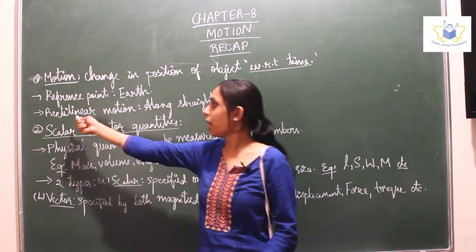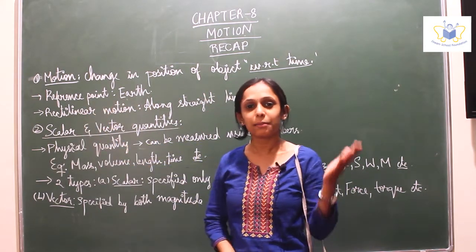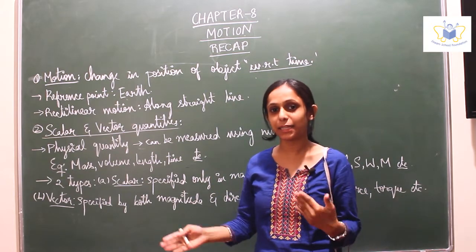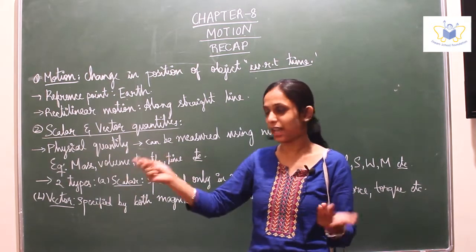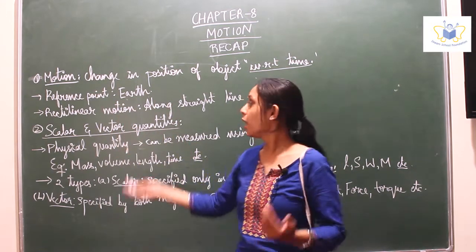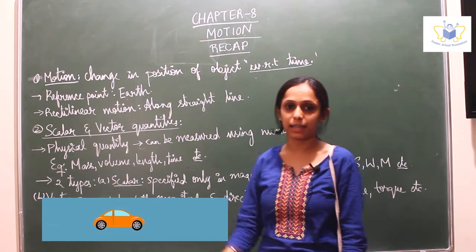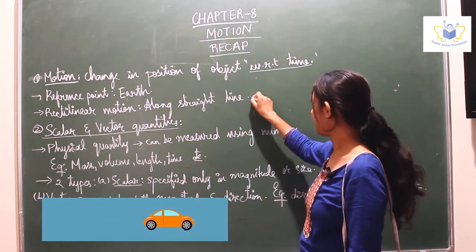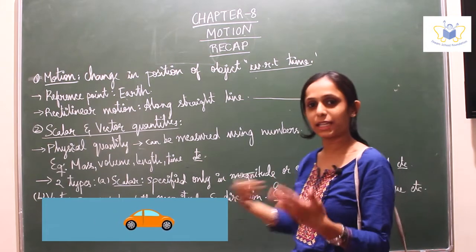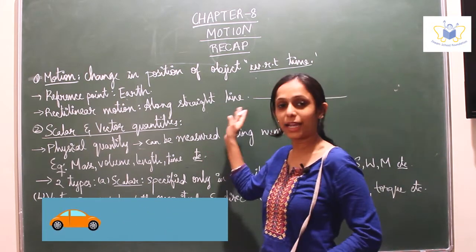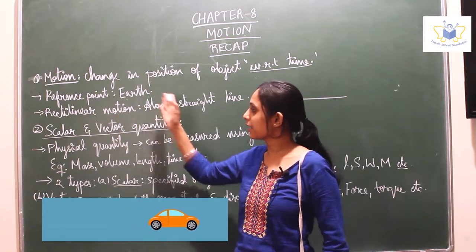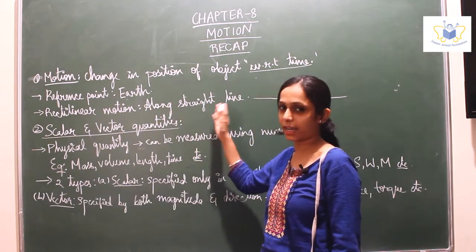Next is something called rectilinear motion. Maybe you all know the word linear. What does linear mean? Straight. So rectilinear motion is nothing but motion along a straight line. Assume you are moving on a highway. A highway is a straight line. So when you are moving on a highway or any straight path, that movement is called rectilinear motion. Rectilinear motion is motion along a straight line.